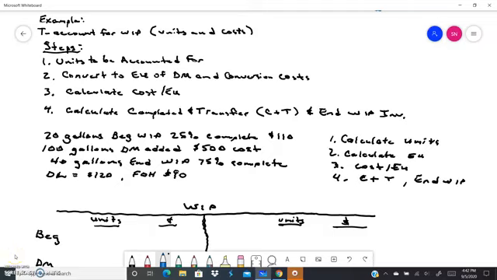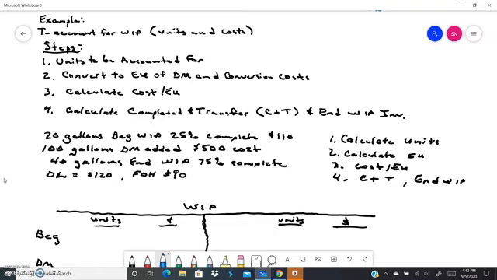Okay, so this is chapter 17, part 2. We're just following up on the process costing concept. We are going to now go through an example of how we can calculate the cost of completed and transferred out production and the cost of ending work in process inventory.